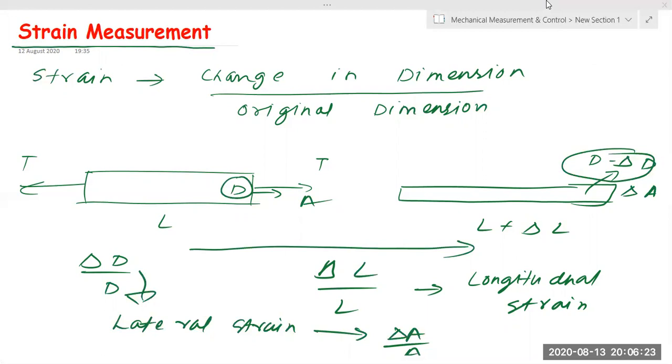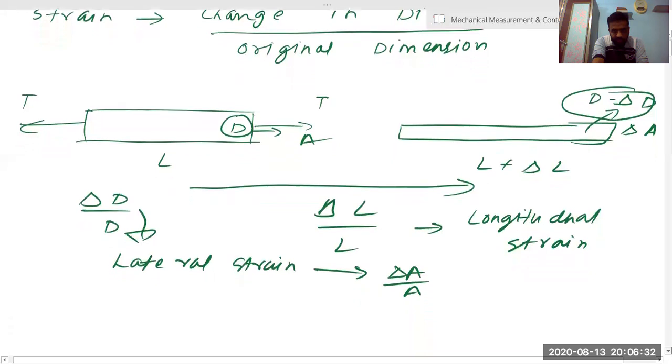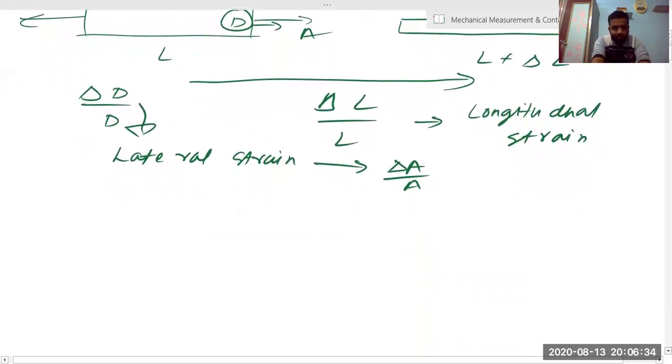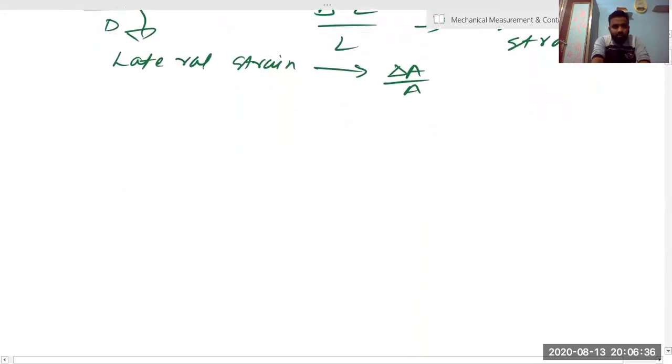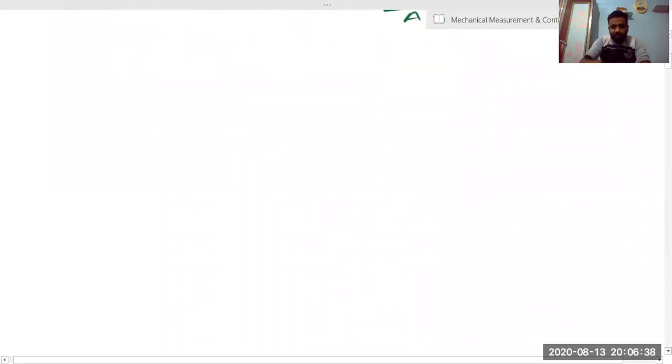Now what I'll try to do is explain what we are going to study and why we are going to study strain measurement, what the application of strain measurement is, and what instruments we can use for strain measurement. Now, where do we use strain measurement?